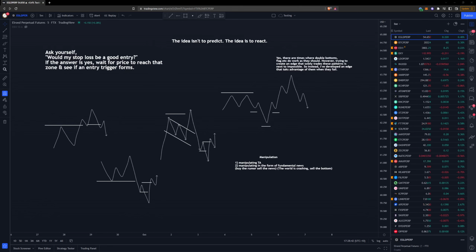There are a few other examples of this. This doesn't only happen in crypto. This happens in the traditional markets as well. And I'll post a few links of some market makers talking about what their job involves.